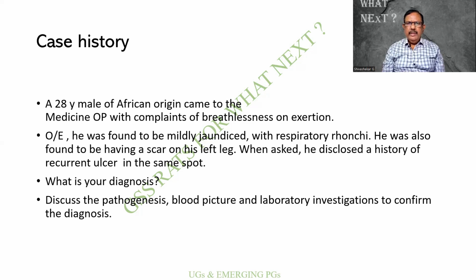On examination, he was found to be mildly jaundiced with respiratory bronchi. He was also found to be having a scar on his left leg. When asked, he disclosed a history of recurrent ulcer at that spot. So what is your diagnosis, blood picture, pathogenesis, etc.?